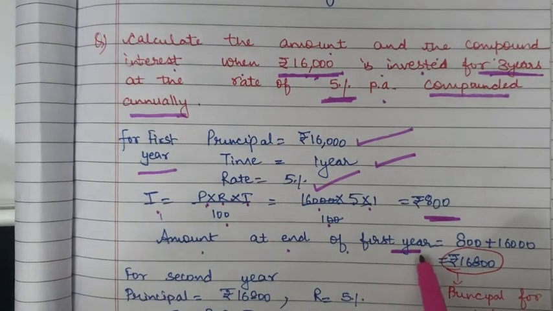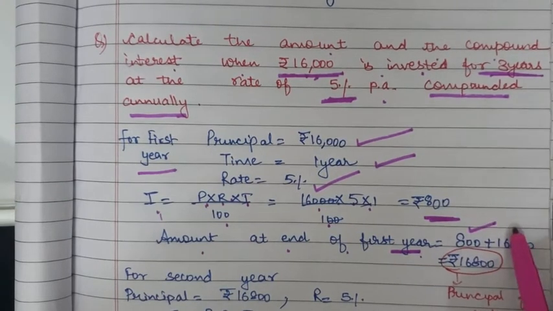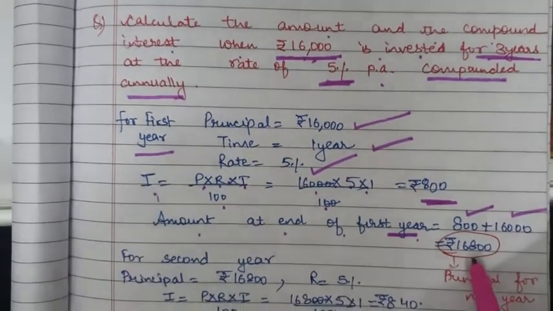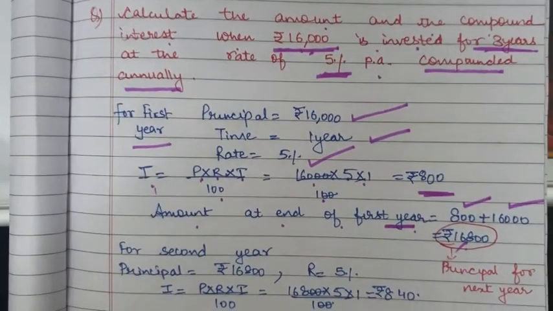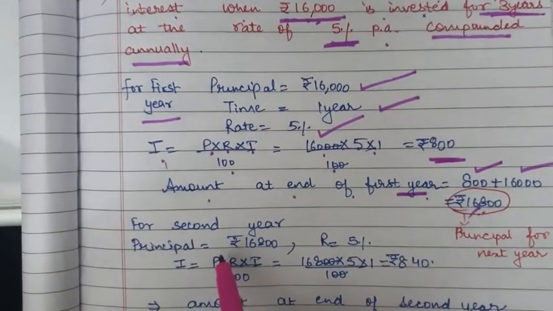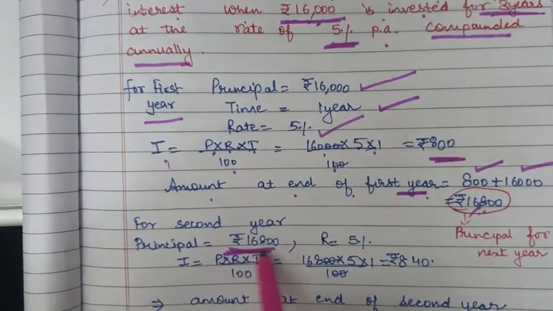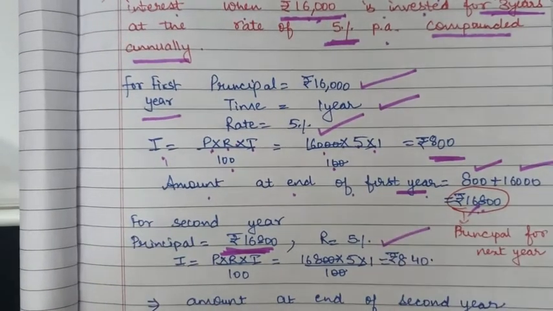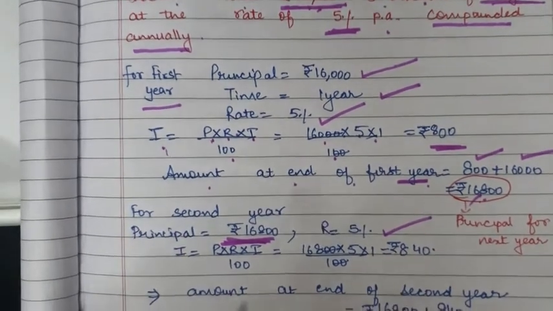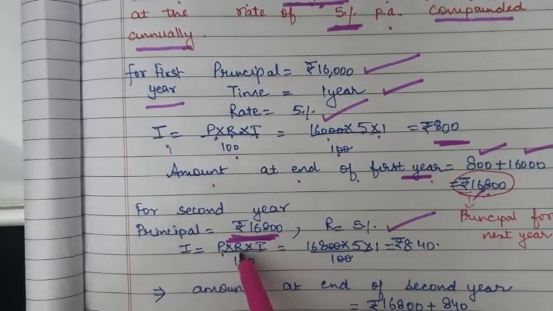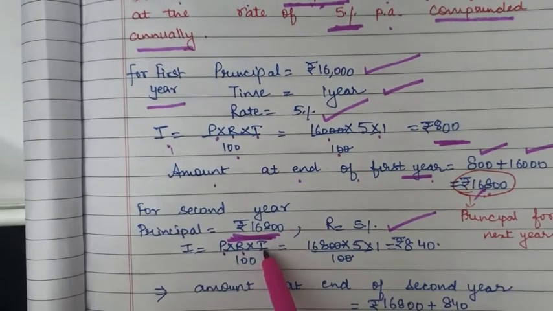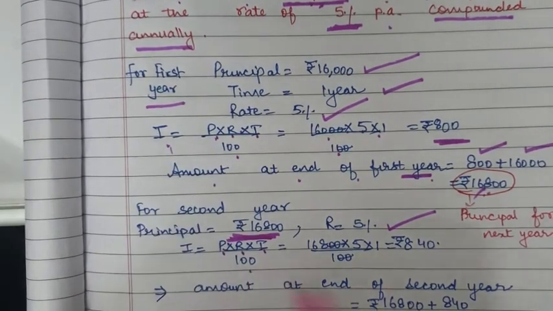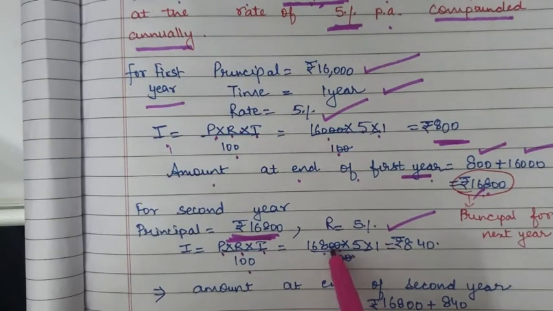Now the amount at the end of the first year, which will form the principal for the second year. What is that? That is principal plus interest, that is 16,800. Now this will become the principal for the second year. Rate of interest is given to you. Again we will find the interest. That is principal multiply rate of interest multiply time upon 100. Putting the values, two zeros cancel, we get 840 rupees.